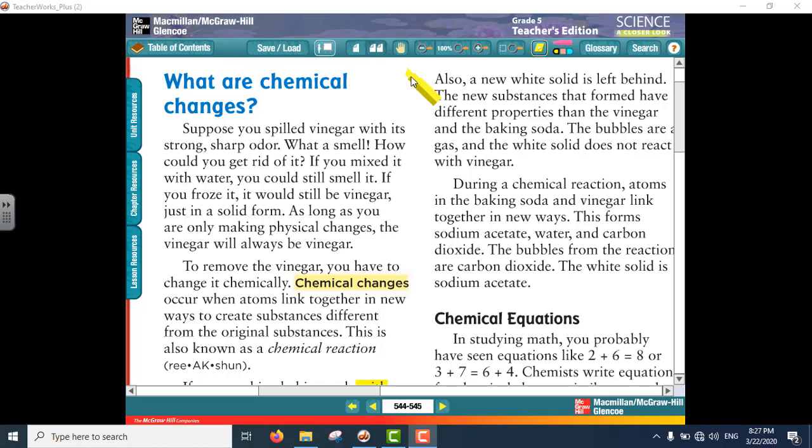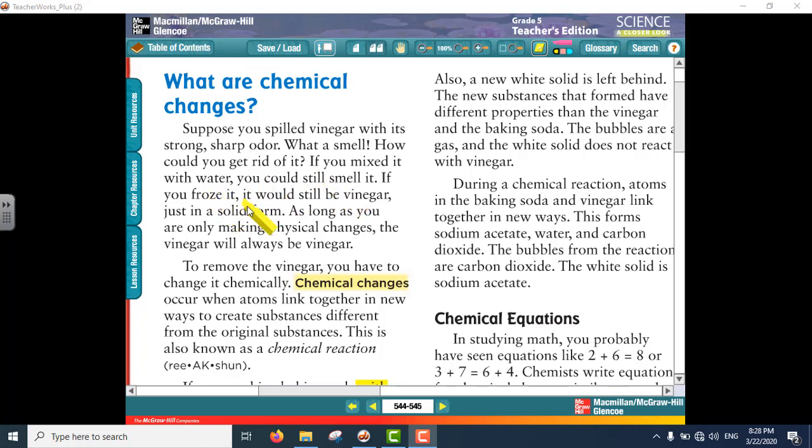Good morning, my students. Our lesson is: what are chemical changes? Suppose you spilled vinegar with its strong, sharp odor. What a smell! How could you get rid of it? You mixed it with water. You could still smell it.